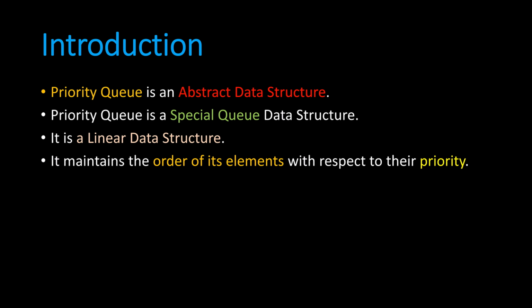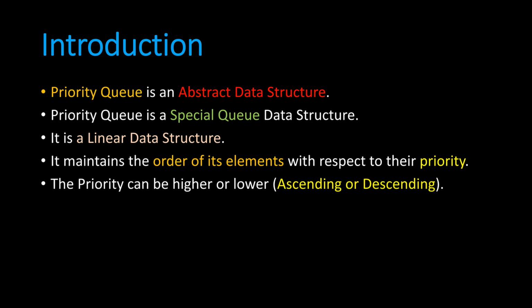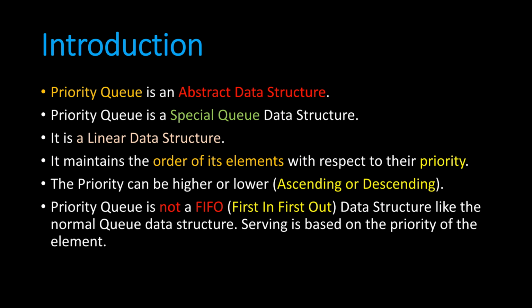This is the feature that distinguishes it from a normal or ordinary queue, because the elements are ordered with respect to their priority. The priority can be higher or lower. We can order the priority queue in ascending or descending order. So a priority queue is not a FIFO, first in first out, data structure like the normal or ordinary queue data structure. Serving is based on the priority of the elements.